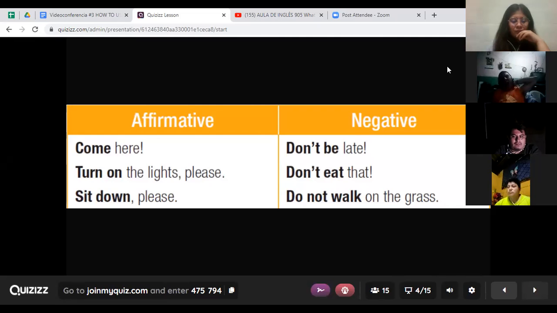And then we have some examples in the negative form, like don't be late, don't eat that, do not walk on the grass. We might see negative imperatives in signs. Like when you go to a park, for example, you're going to find some signs in which you're going to see that it says, do not walk on the grass. Don't cut the flowers, right? Don't feed the animals, etc., etc. So we might use these negative imperatives for prohibitions as well, or warnings, as it was mentioned at the beginning.